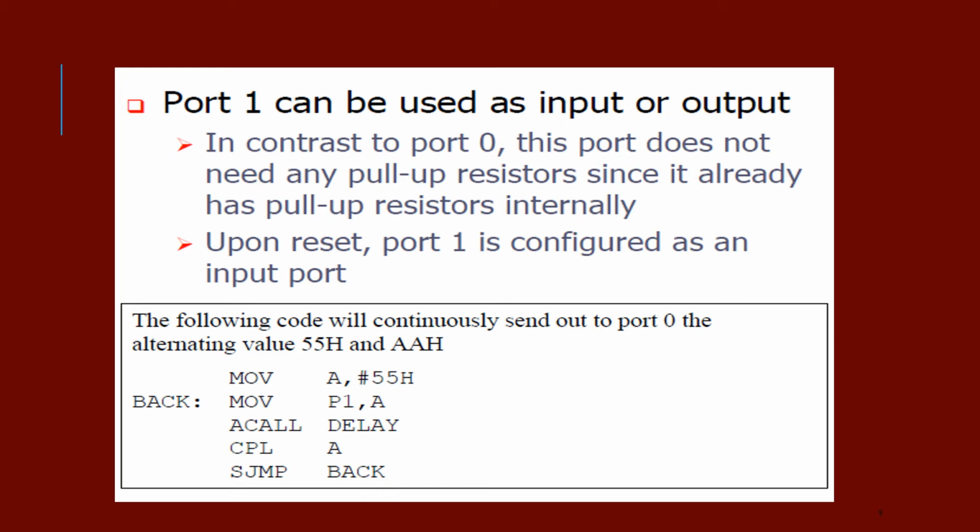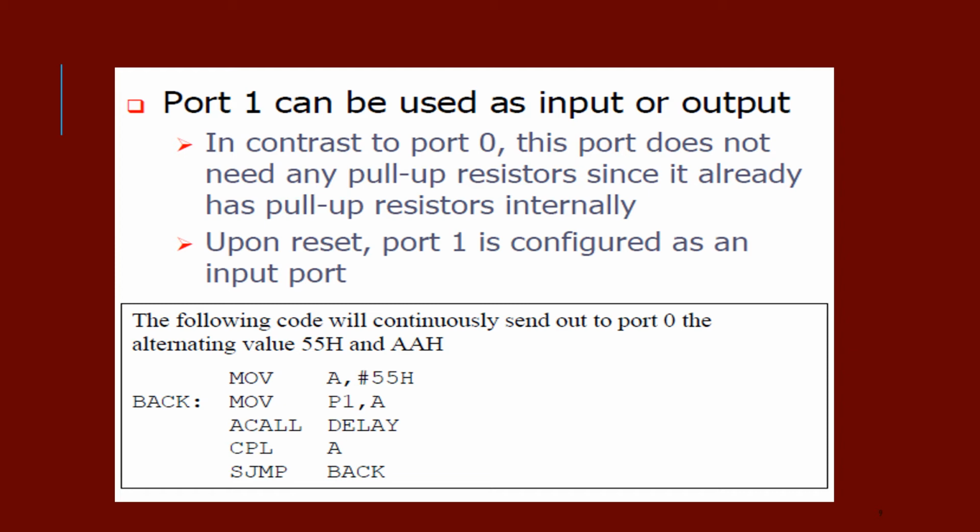So a small code again: MOV A, #55H, MOV P1, A, meaning whatever is in the accumulator is copied into P1. Now the accumulator has 55 from the first instruction. So therefore that 55 is copied into P1. Now a call to delay and then CPL A.